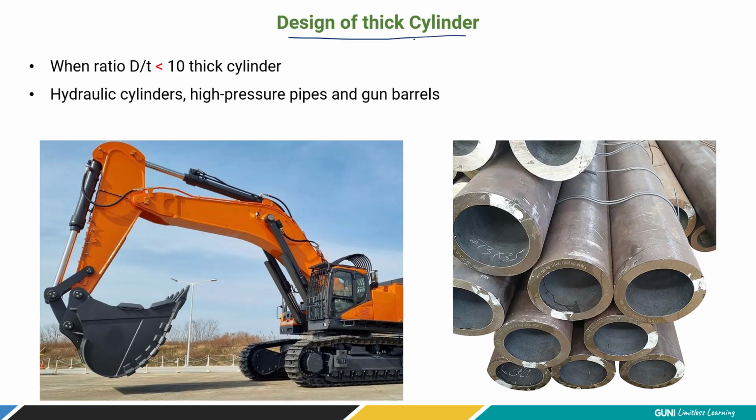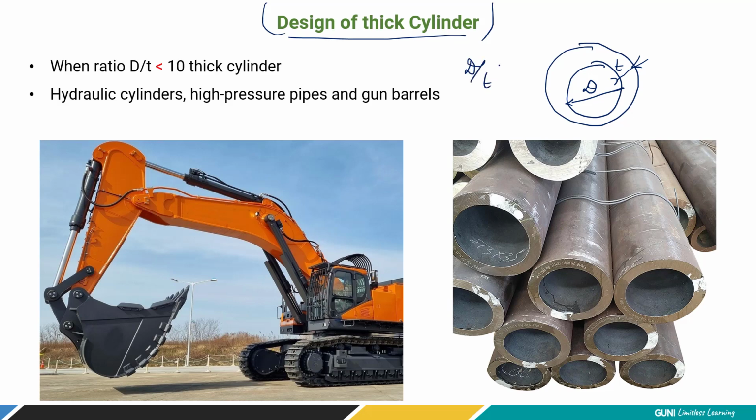Now let's talk about the design of thick cylinder. When you say thick cylinder, that means the ratio of internal diameter D to the shell thickness t, D by t, is less than 10. Then we call it a thick cylinder. Keep in mind why there is a classification like this, thin or thick cylinder.